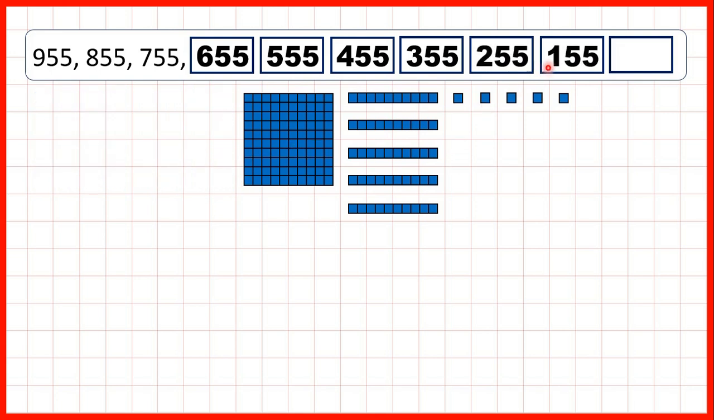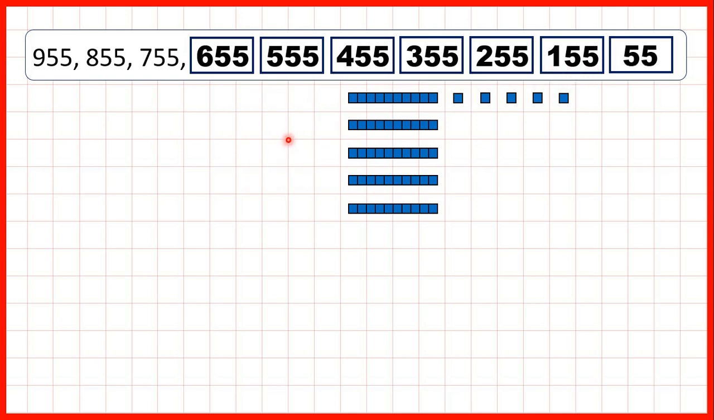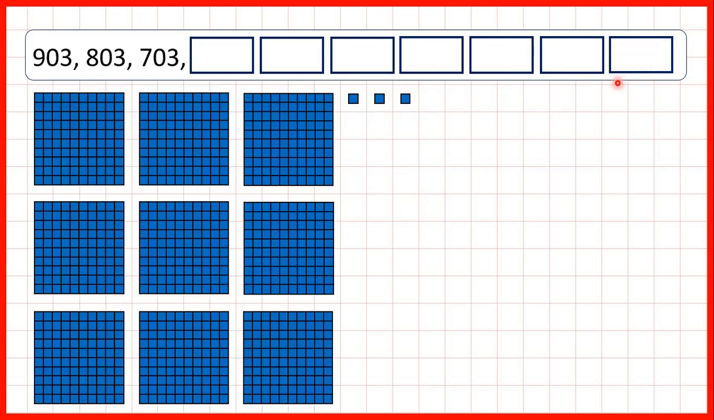So then we get to 155, and if we subtract 100 from that, we just have 55. So we don't need to write 055 because we don't need zeros at the start of whole numbers.